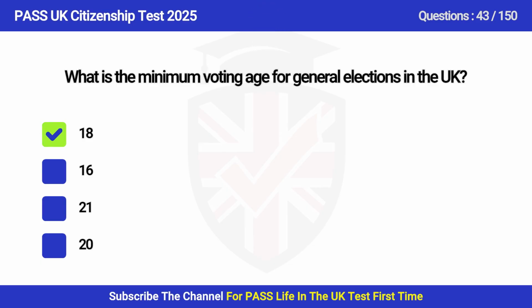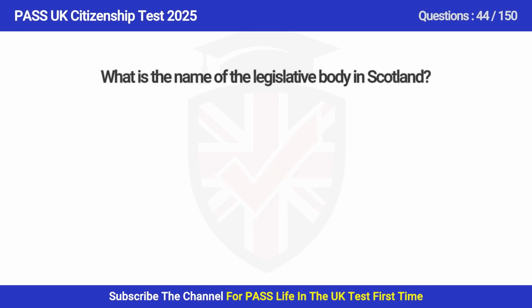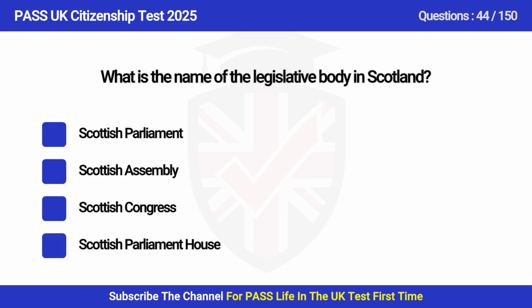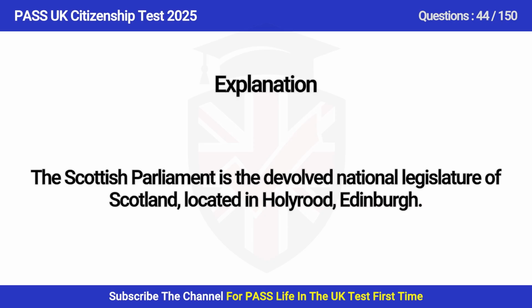Answer is A, 18. To vote in a general election in the UK, you must be aged 18 or over on polling day. Question 44. What is the name of the legislative body in Scotland? A. Scottish Parliament, B. Scottish Assembly, C. Scottish Congress, D. Scottish Parliament House. Answer is A. Scottish Parliament. The Scottish Parliament is the devolved national legislature of Scotland, in Holyrood, Edinburgh.